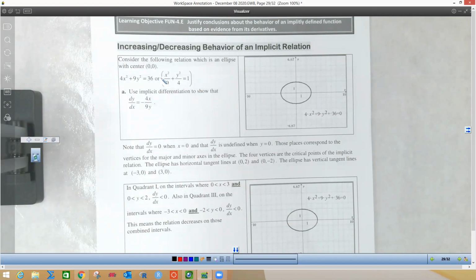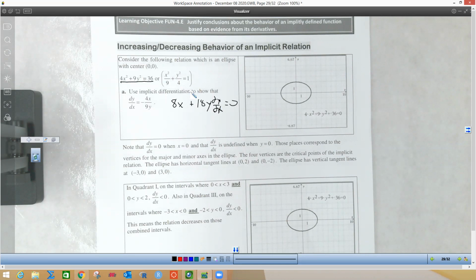We are supposed to show that when you do the derivative of this expression, it will give you that dy/dx. So when I do the derivative of 4x squared with respect to x, that's 8x dx/dx, plus, doing the power rule for this term, 18y, and since I'm doing y, I must put dy/dx. And then the derivative of a constant is 0.